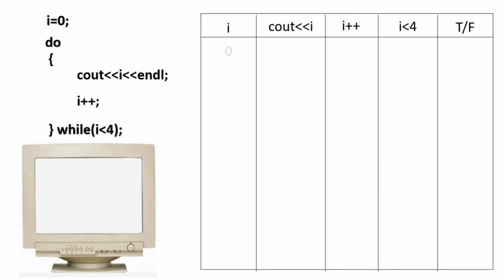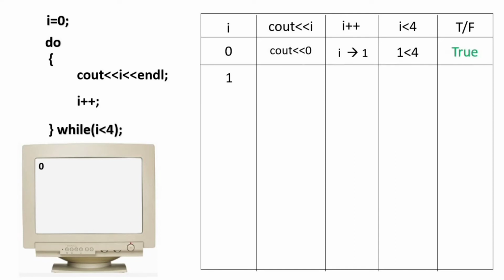Initially value of I is 0. Then we are printing 0. 0 will be printed. Then we are incrementing value of I by 1. I became 1. 1 is less than 4. That is true. The next step, I is 1. We are printing value of I. 1 will be printed. I became 2 now.